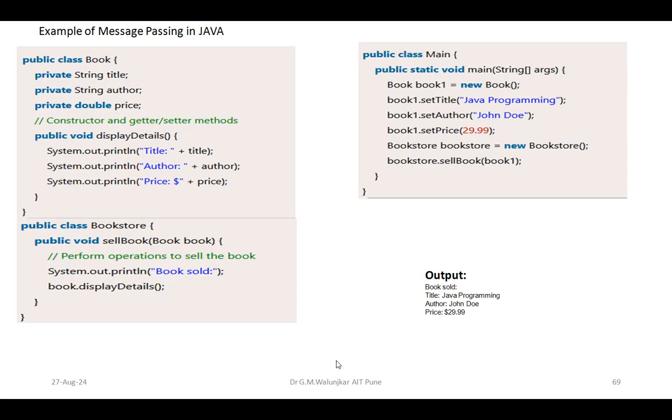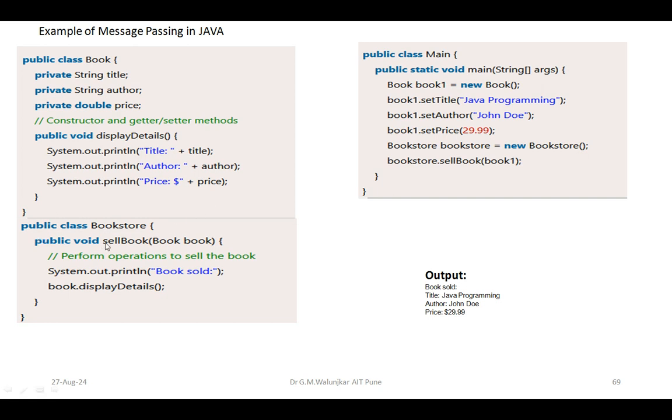Let's have a quick example of message passing. Just see here, class Book is there. We have certain attributes specified inside this class Book. Then we have a display method, with which we display the title, author, and price of that particular book.